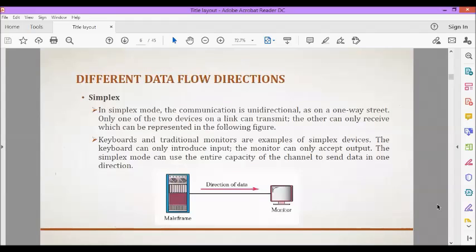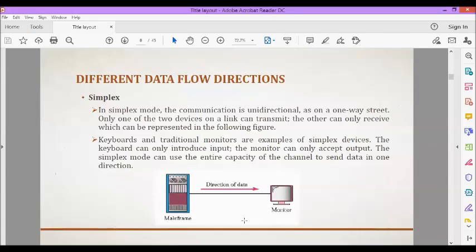There are three modes of transmission, namely simplex, half duplex, and full duplex. The transmission mode defines the direction of signal flow between two connected devices. We will first discuss what is simplex. In simplex mode, the communication is unidirectional. As on a one-way street, only one of the two devices on a link can transmit. The other can only receive, which can be represented in the following figure.